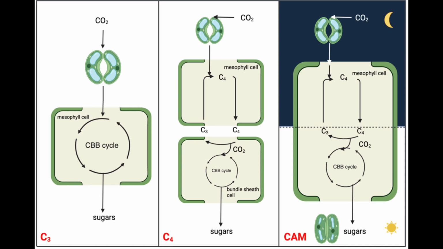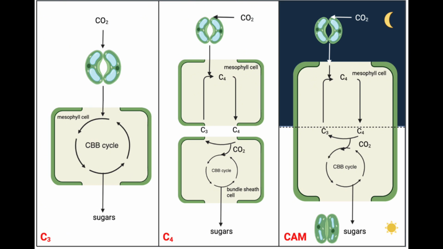storing it as malate in vacuoles. During the day, they close their stomata to minimize water loss and convert stored malate back into CO2 for use in the Calvin cycle. CAM is a temporal separation of CO2 fixation and the Calvin cycle.